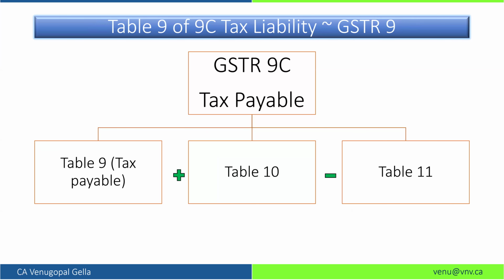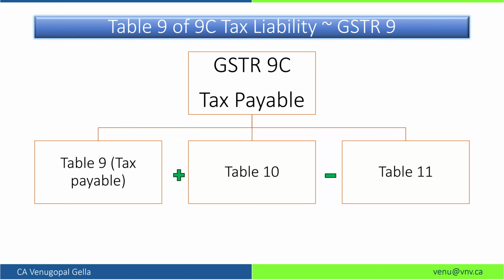With regards to the tax payable, the payable of 9C is compared with again the payable of R9 table 9 plus 10 minus 11. The only thing which we have to again look at is that this is payable and not paid. If you see the table 9 tax payable, this is the tax payable column and not the paid column, because the payment could have happened through 3B or through DRC-03.